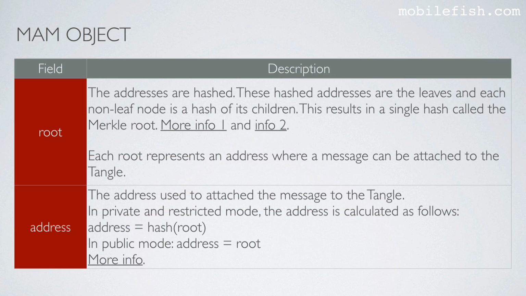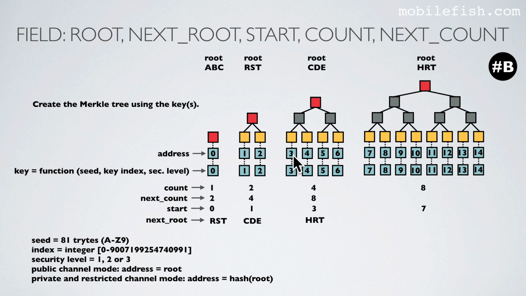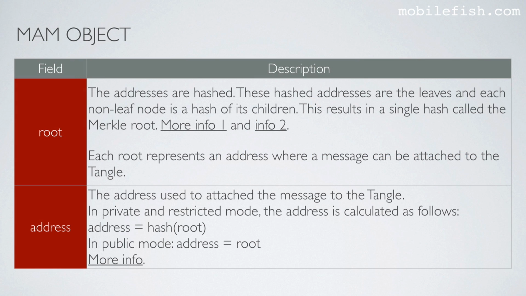Route. The addresses are hashed. These hashed addresses are the leaves, and each non-leaf node is a hash of its children. This results in a single hash called the Merkle root. For example, these addresses are hashed, and these hashed addresses are the leaves. Each non-leaf node is a hash of its children. This results in a single hash called the Merkle root. Each route represents an address where a message can be attached to the Tangle.